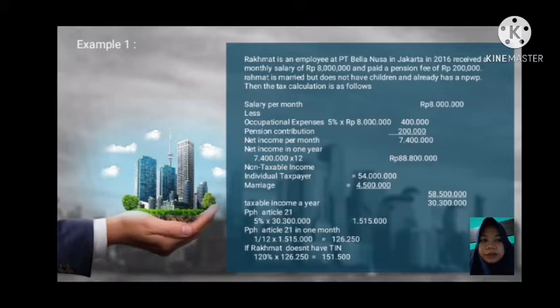After that, we should deduct the non-taxable income for his individual taxpayer and for his marriage status. So after we get the amount of net income in 1 year, 88,800,000 rupiah, we deduct his non-taxable income, 58,500,000 rupiah. We get taxable income in 1 year, 30,300,000 rupiah. After that, we calculate the article 21.